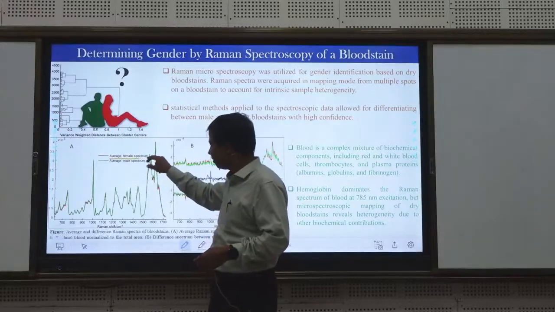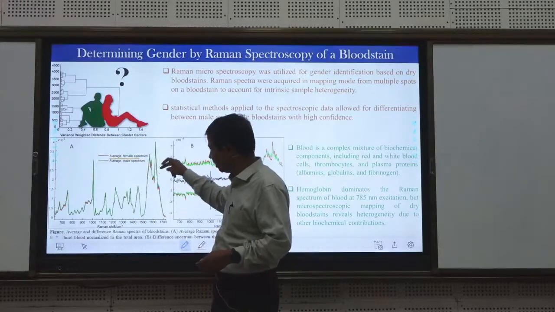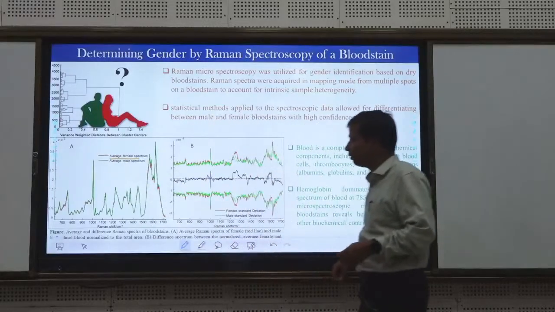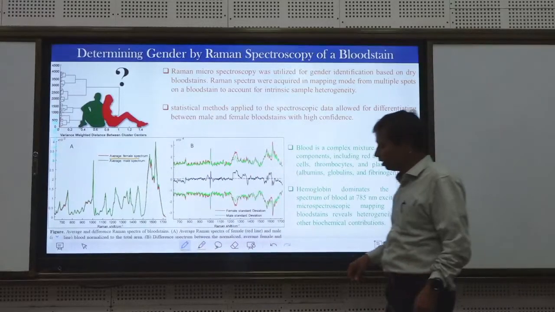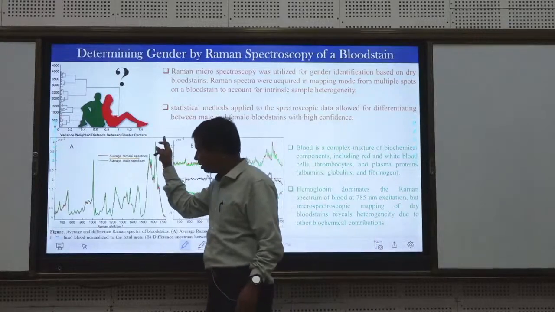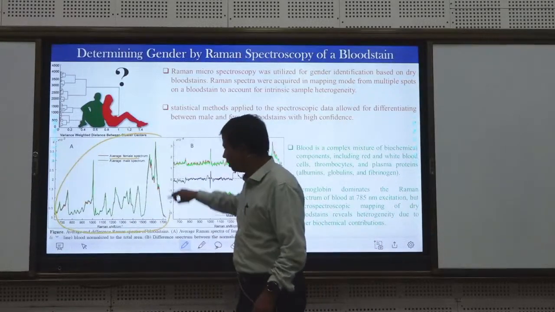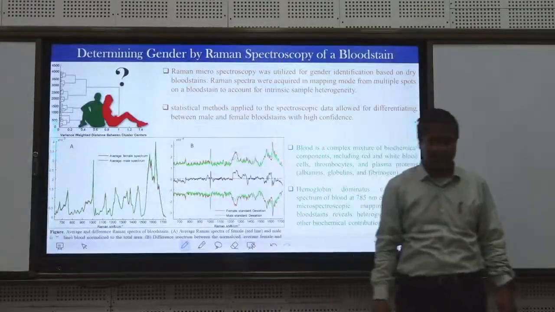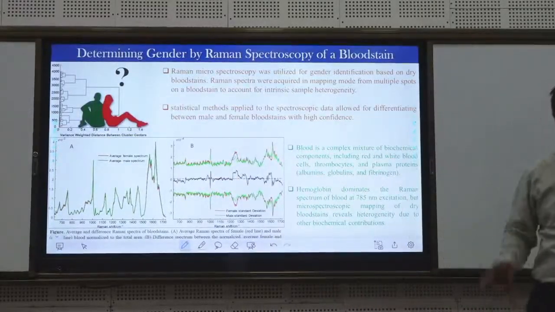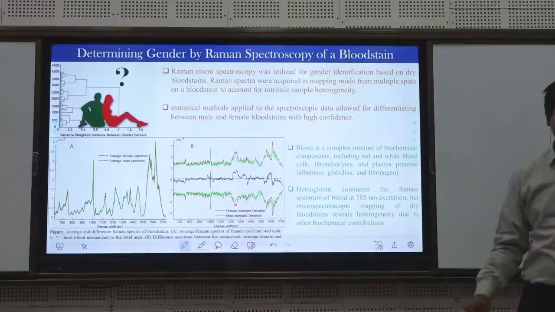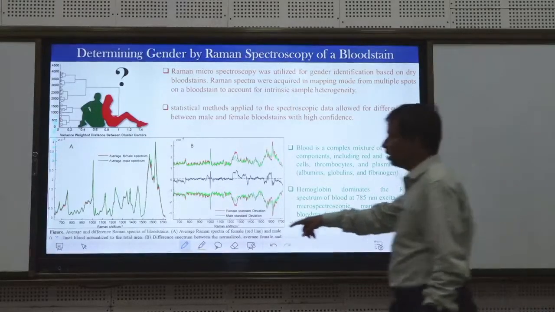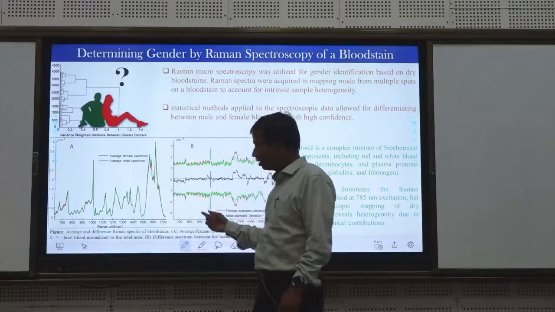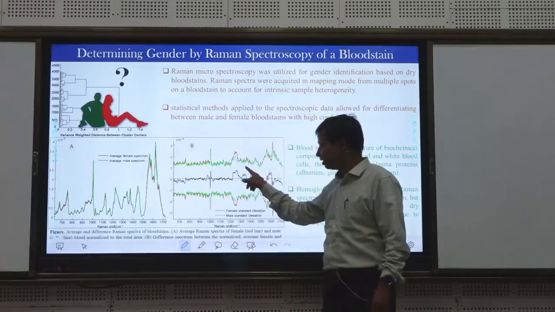These are the averages: this red one is the average blood sample of a male, and the green one is the average blood sample of a female. Just see this, and anybody will think there is no difference between these two. So just by seeing the spectrum, it is not possible. These two spectra, red and green, look exactly the same. But when you subtract, then you see some differences.